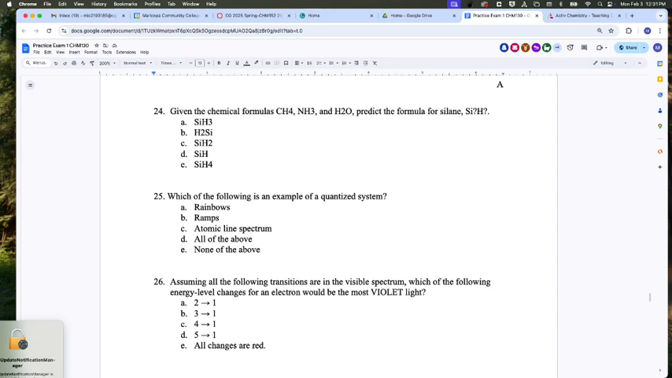What do you think the formula is for silicon and hydrogen? Do we have any relationship to the NH3? No. Any relationship to H2O? No. Do we have a relationship to carbon? Yeah. They're in the same group or family.